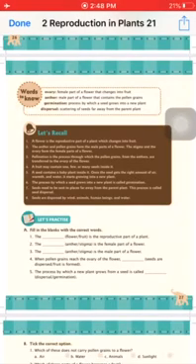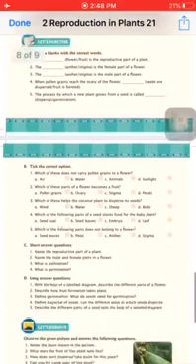Third is the dash is the male part of a flower. Anther is the male part of a flower. Fourth is when pollen grains reach the ovary of the flower, a fruit is formed. Fifth is the process by which a new plant grows from a seed is called germination, not dispersal, because in dispersal there is a scattering of seeds, not a new plant growing from a seed.